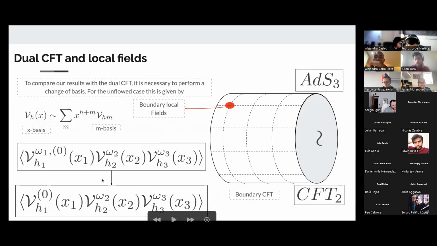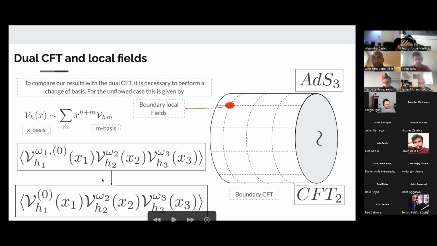In order to compare our results with the boundary CFT, it's necessary to perform a change of basis. For unflowed fields, this change of basis is given by the first formula. It's basically a sum over the spin projection m of a given H representation. For flowed fields, this has more technicalities, but it can be done similarly. These fields in the so-called x basis are interpreted as local fields in the boundary.